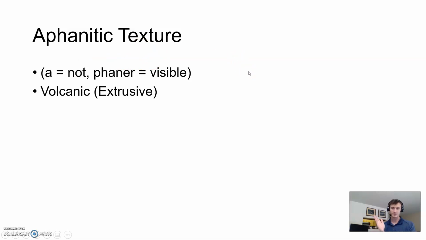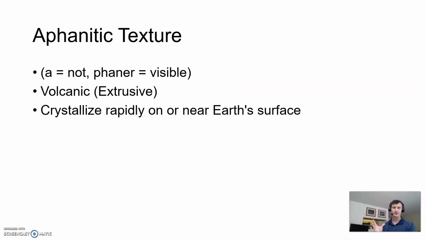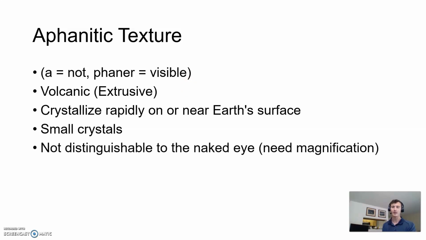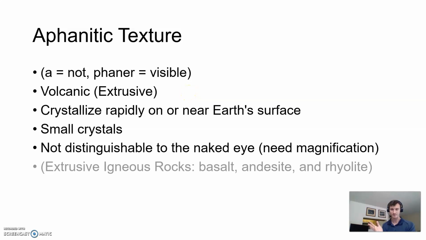These are typically going to be volcanic rocks. These are extrusive. They exit the earth. They're extruded. They're on the outside. They crystallize rapidly on or near the Earth's surface and form very, very small crystals because they tend to cool fairly quickly once they get up here, fairly quickly in geologic terms. If you see a chunk of one of these and you actually look at it, you cannot see the crystals on it without some kind of magnification. These are going to be our extrusive igneous rocks.